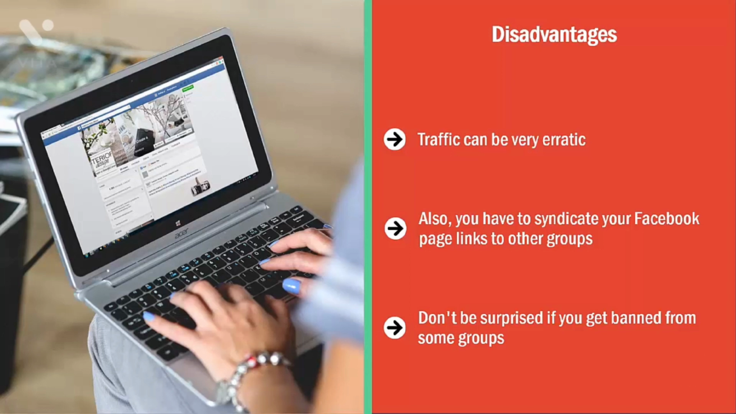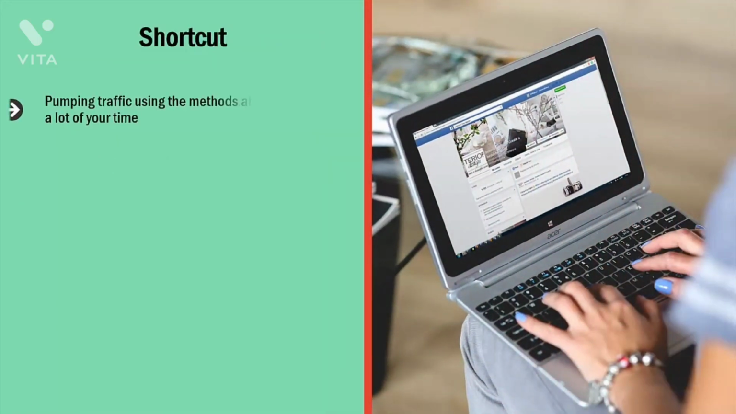Just like with forum marketing, the way to get around this is to engage first and establish some sort of credibility before you can start sharing your own page's links. Shortcut. Pumping traffic using the methods above can take up a lot of your time. You have to know what you're doing. The good news is, there's a shortcut.